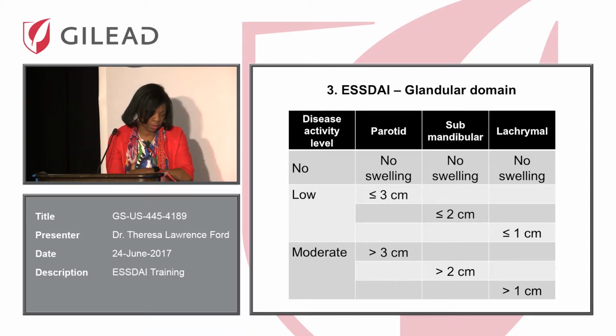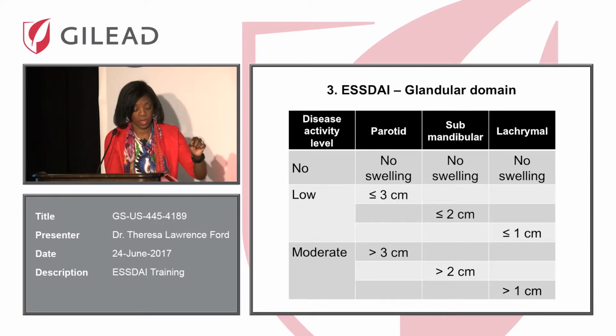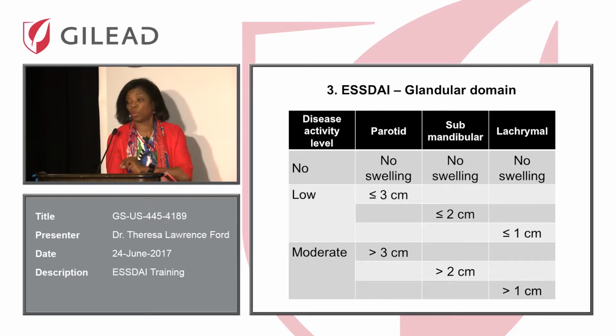And here's our graph: no activity level versus low and moderate, and we're going to be looking at 3, 2, and 1, the larger, the smaller, and the very small: parotid, submandibular, lacrimal, 3 or less, 2 or less, and 1 or less, and that's or, okay? It can be in the parotid, or the submandibular, or the lacrimal, and the moderate, again, greater, either in the parotid, submandibular, or the lacrimal, okay?